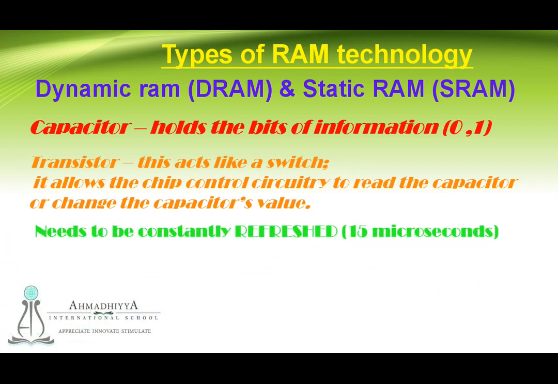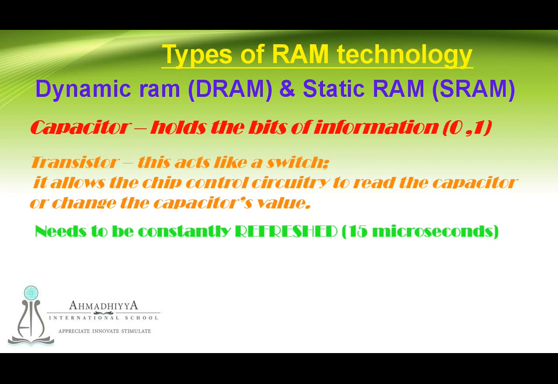Basically, there are two types of RAM technologies currently available. The first one is dynamic RAM, and second one is static RAM. Before discussing in detail about the dynamic RAM, you must be familiar with two key terms. One is the capacitor and another one is the transistor. First let us see what is meant by capacitor. Capacitor is nothing but a device used to store an electric charge.